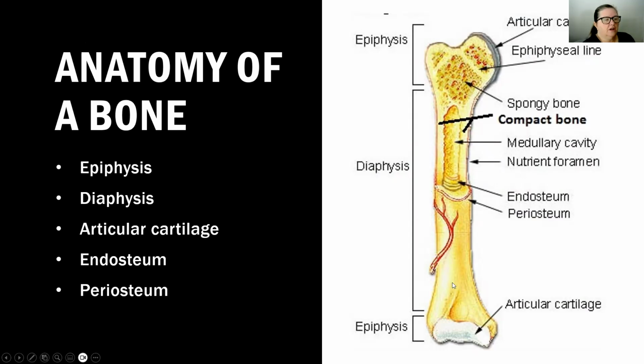Running down the center of the diaphysis is what is called the medullary cavity. This is where there's a lot of spongy bone. The bone marrow lies there. There's what's called a nutrient foramen, and a foramen, of course, is a hole, and that is what allows nutrients to be brought to and from the bone. And if you notice on the ends, surrounded by compact bone, is spongy bone. Again, this helps to lighten the bone.